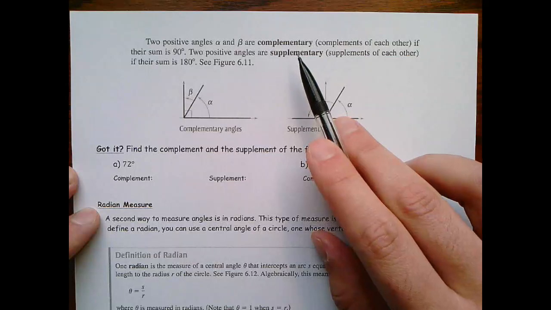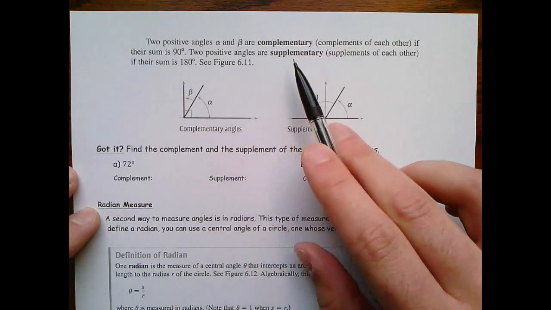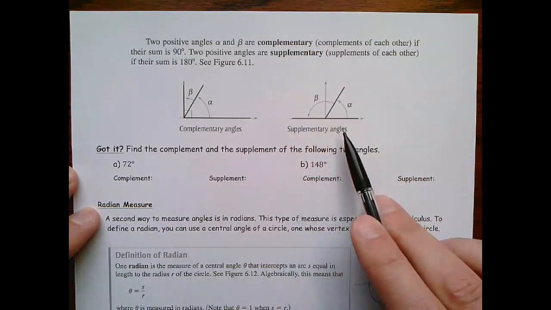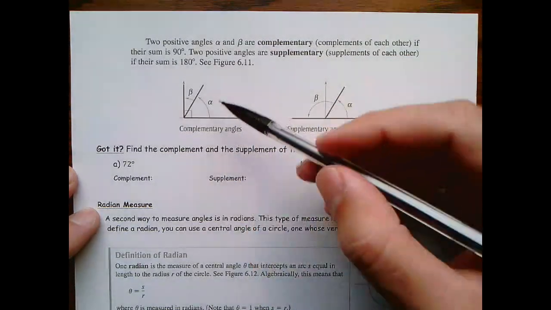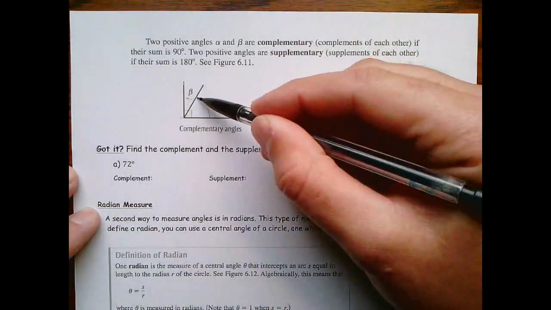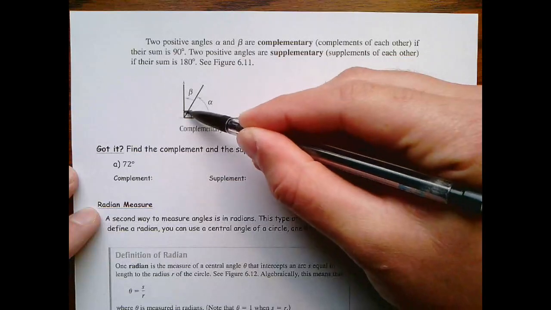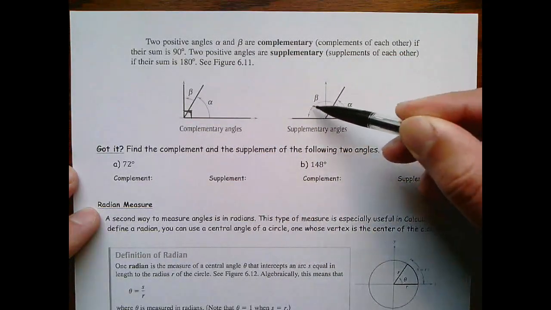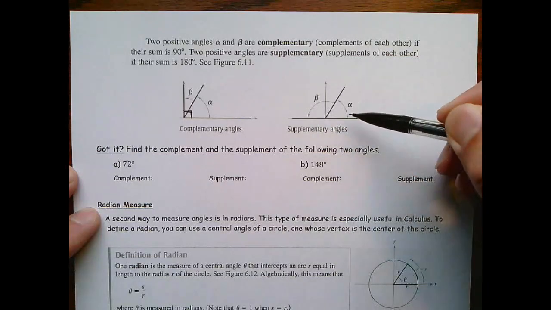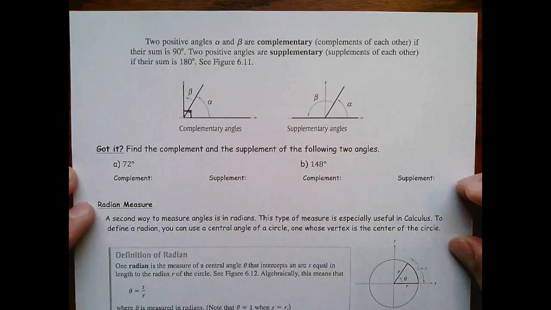What I like to think of is that if they are supplementary, they make a straight line. So if you add two supplementary angles together, you'll get entirely a straight line. Here we have two pictures. Complementary: if I took alpha and added beta and got this 90, that's complementary. 90 degrees is always right. In this case, if alpha is in quadrant 1, and I add this obtuse angle beta, and together they make this straight line, then we know straight lines are 180 degrees.